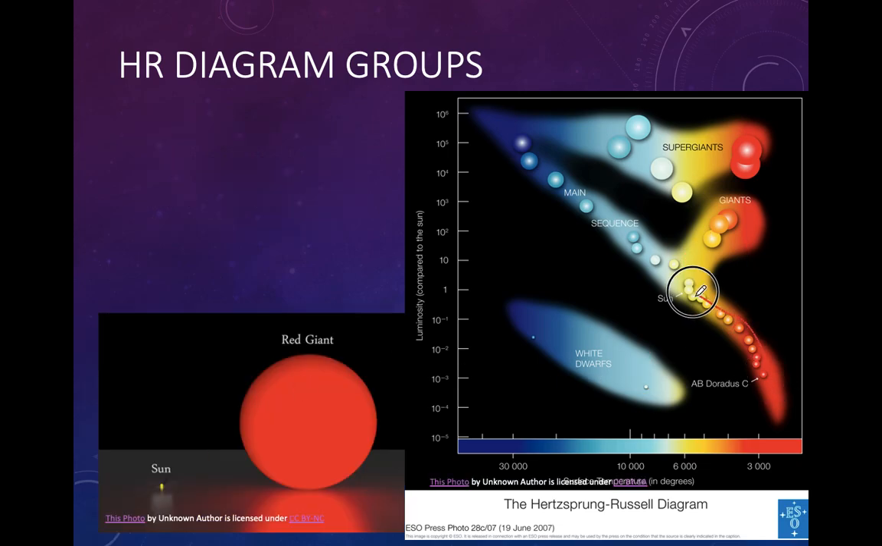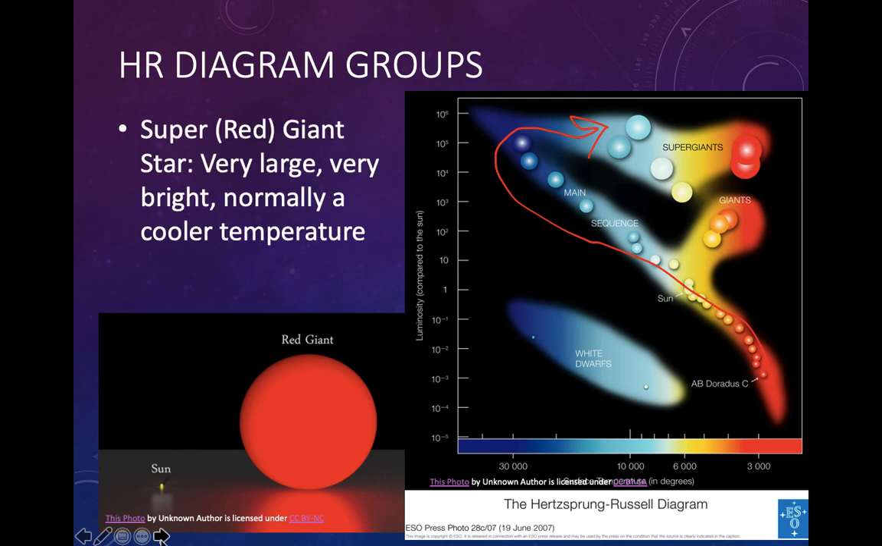If we are not the sun and we're a very large star, we might become a supergiant. And a supergiant will be very large, very bright, and normally a cooler temperature.